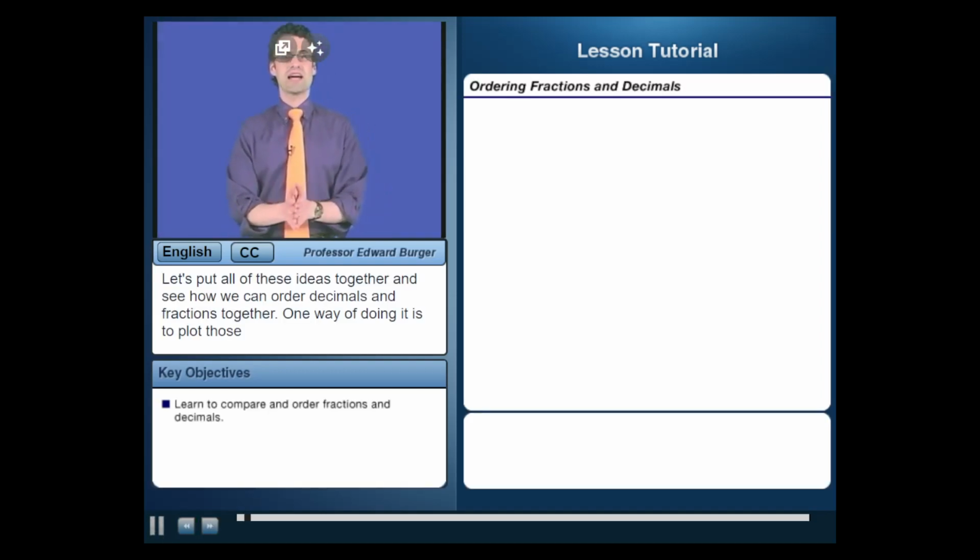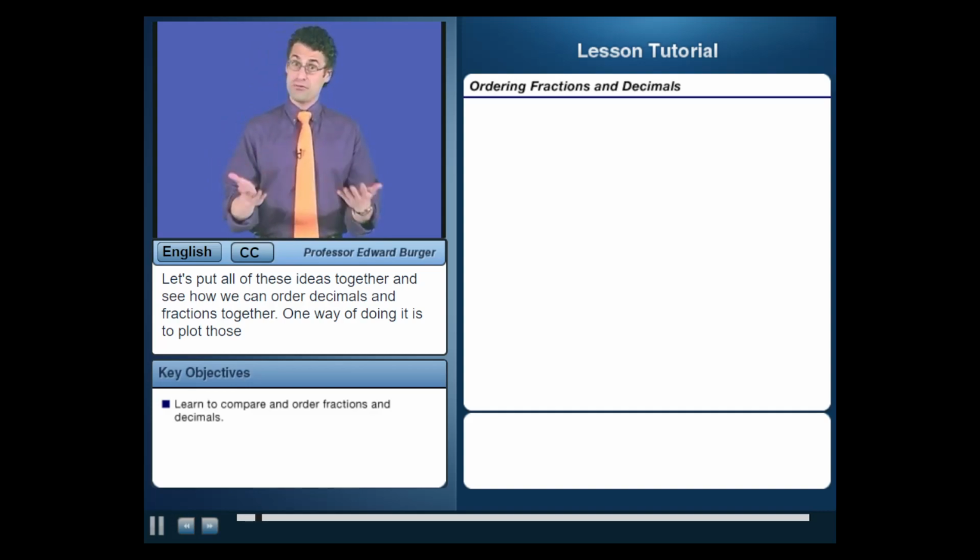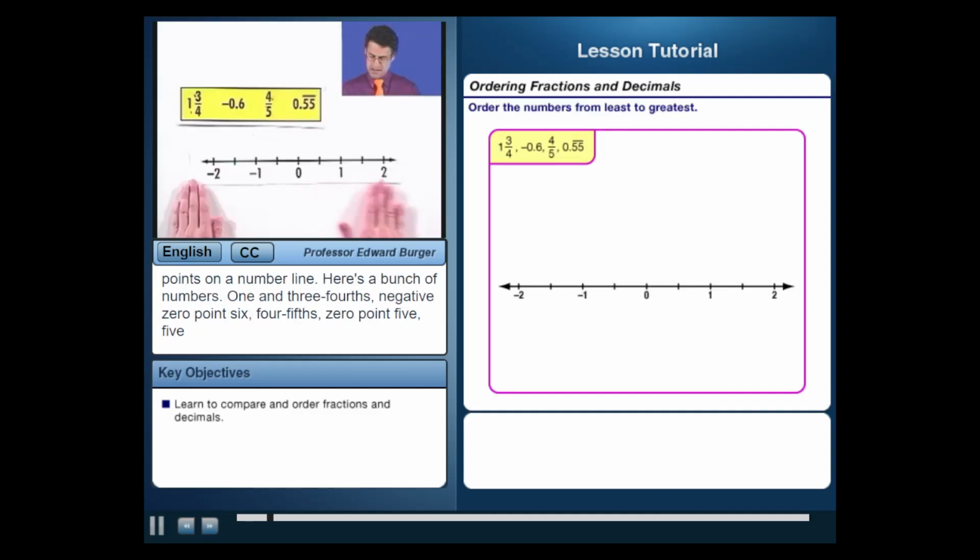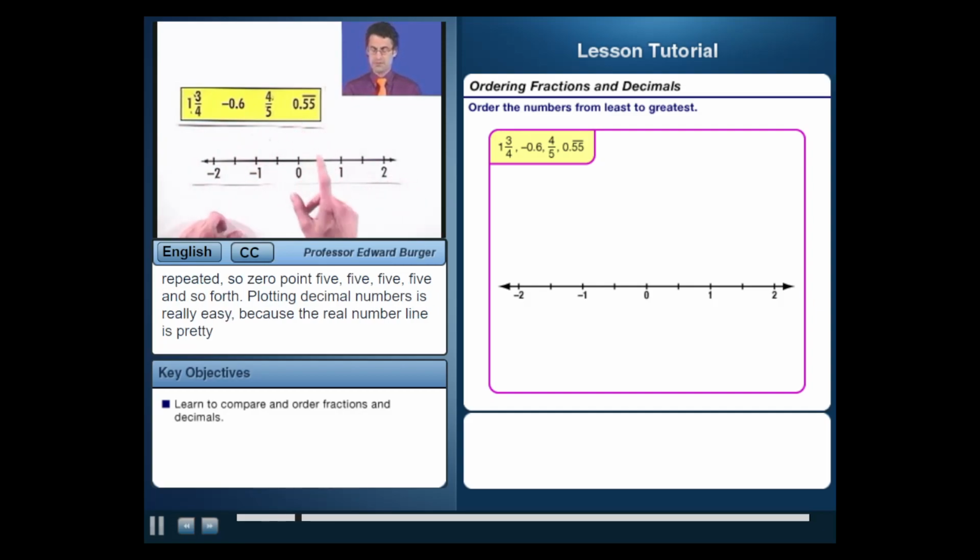Hey, let's put all these ideas together and see how we can actually order decimals and fractions together. One way of doing it is just to literally plot those points on a number line. So here's a bunch of numbers: 1 3/4, negative 0.6, 4/5, 0.55 repeated. So 0.555555 and so forth.